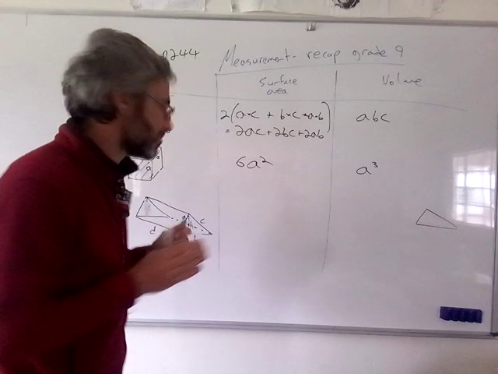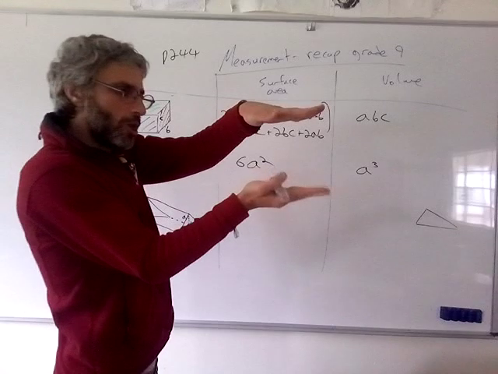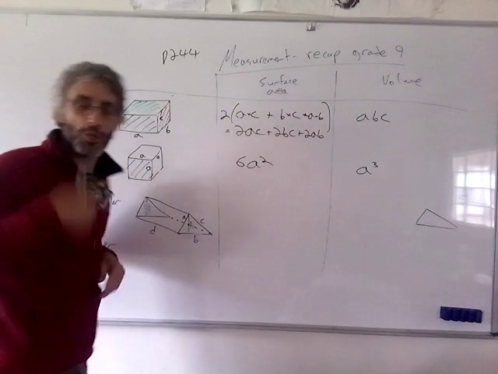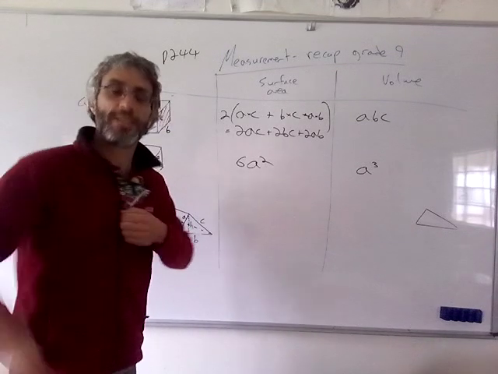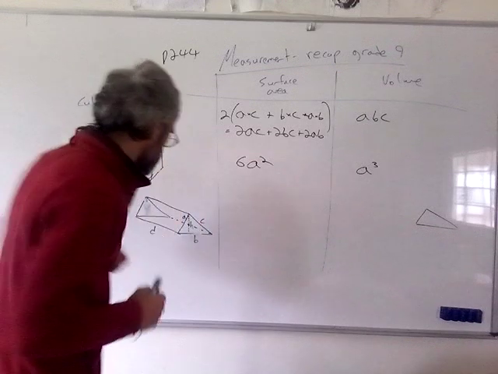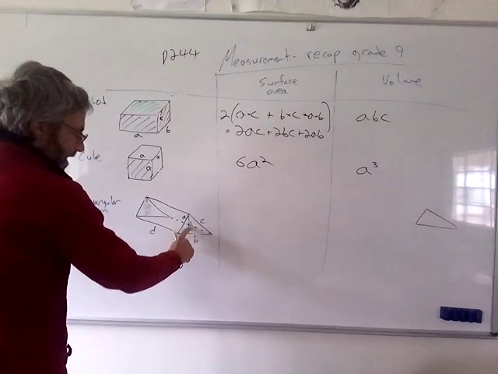It's still called a prism because it has two parallel bases. We'll call those two bases, and they're parallel to each other. You'll see in our next 2 lessons, we're going to look at things like pyramids, which only have one base, okay? Right, so to find the surface area, let's start with finding the area of these triangles.